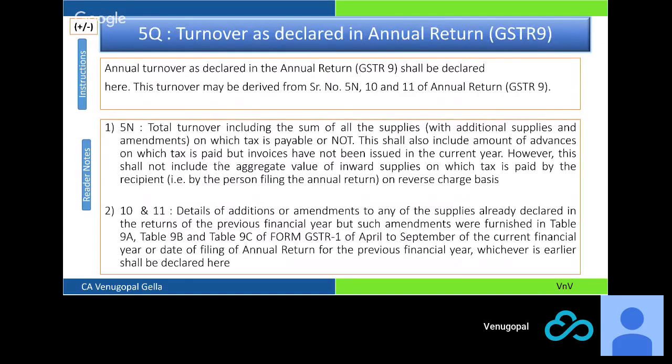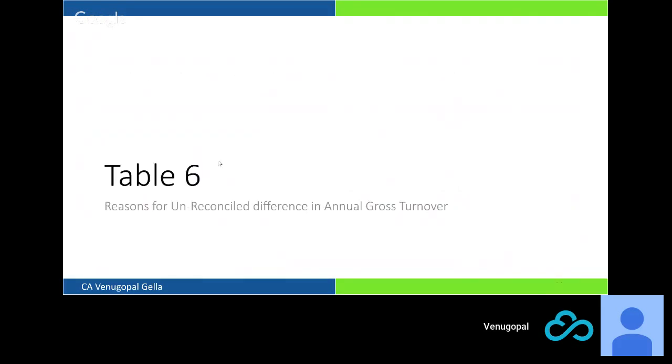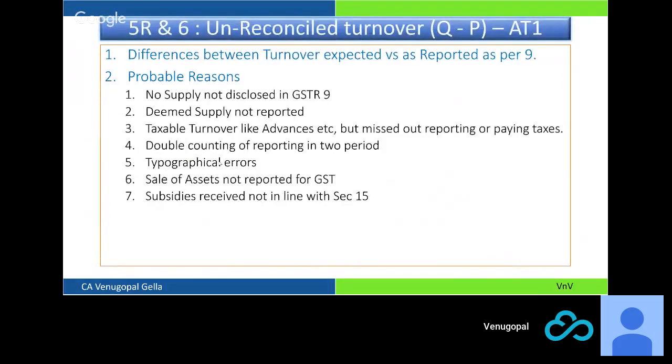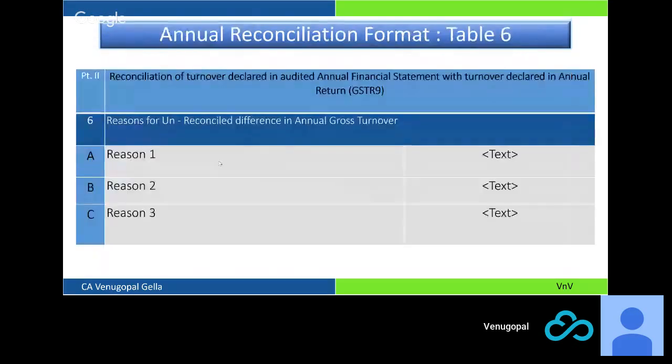And 5Q is the derived turnover for the purpose of the audit, and the reasons, if it is not matching, are explained in table number 6. Reasons could be that the SSE has not disclosed any turnover, or some turnover is erroneously disclosed in GSTR9, or they missed out disclosing a taxable turnover for the purpose of GST. It could be any error, a typographical error too. So the auditor has to analyze why there is a difference between the derived GST turnover as per the auditor versus what the SSE has declared in GSTR 9. These reasons are given in table number 6.